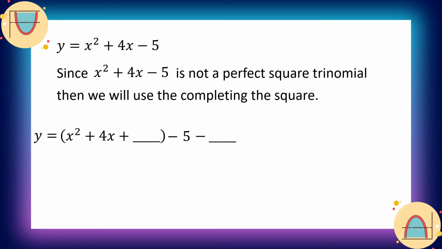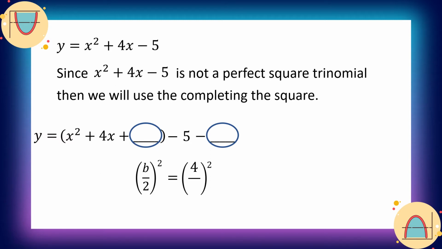For us to know the number that we are going to add and subtract, we are going to use the formula: the square of the quotient of b and 2. That is equal to the square of the quotient of the value of b, which is positive 4, and 2. 4 divided by 2 is equal to 2. The square of 2 is equal to positive 4. So the number that we are going to add and subtract is 4.